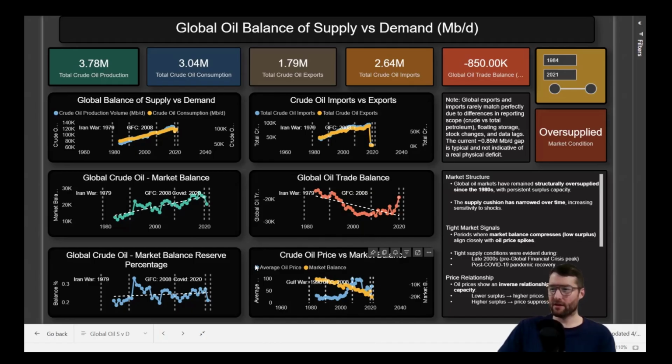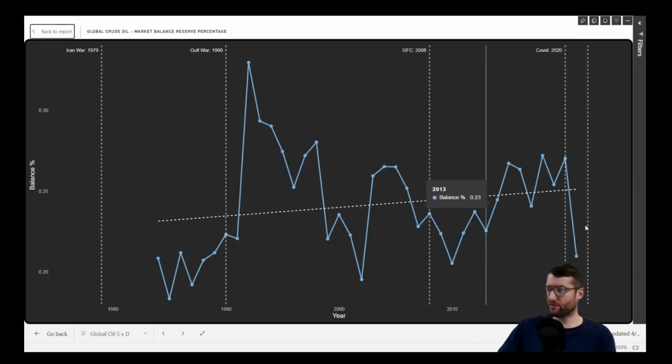So that's basically the dashboard here. This is the reserve percentage over here. You can see that the reserve percentage was quite high here in 92, dipped down really low here in 2002, then dipped down again after the GFC, and then dipped down again here post-COVID.